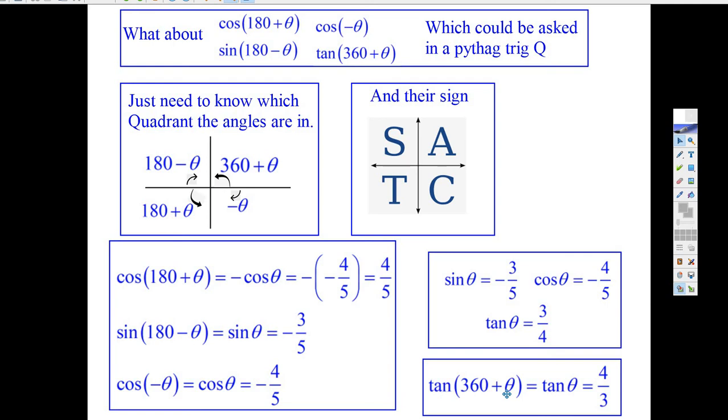What about 360 plus theta? Well, there's 360 plus theta, counterclockwise. There we are. Well, tangent's positive up there. So if tangent was 3 over 4, the answer would be 3 over 4 again. That's just a little typo there.